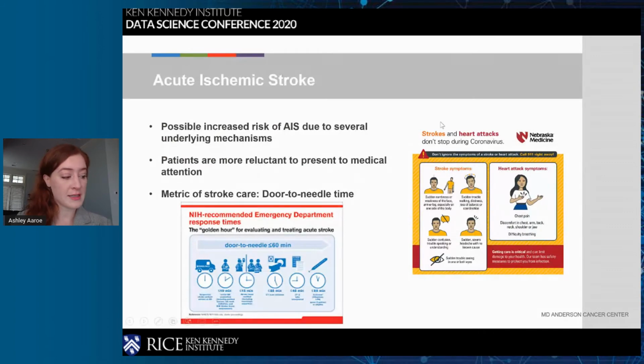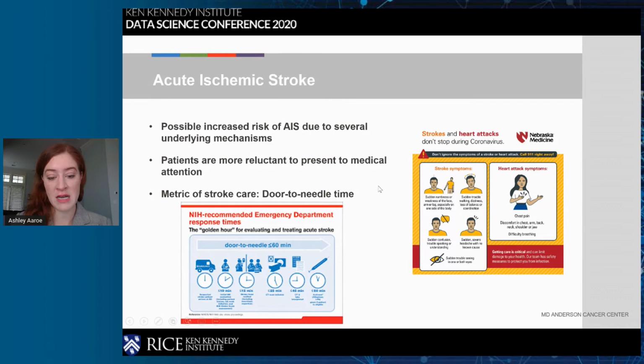And the last thing I'll mention briefly is that there is an increased risk of acute stroke in patients with coronavirus. There's actually an increased risk of stroke in patients with flu as well, but the risk of stroke in coronavirus exceeds that. There are several underlying potential biological mechanisms. The other issue is that patients are more reluctant to present to medical attention, and due to coronavirus restrictions and PPE, we are wanting to investigate whether or not the door to needle time, or the time from when a patient presents to when they get treatment for acute stroke, is lengthened in the setting of the pandemic. And we say time is brain because several miles of brain cells die per second in an acute stroke.